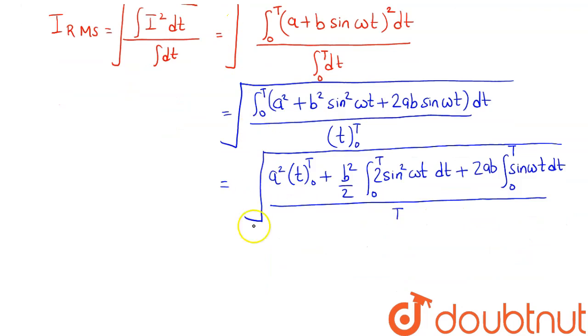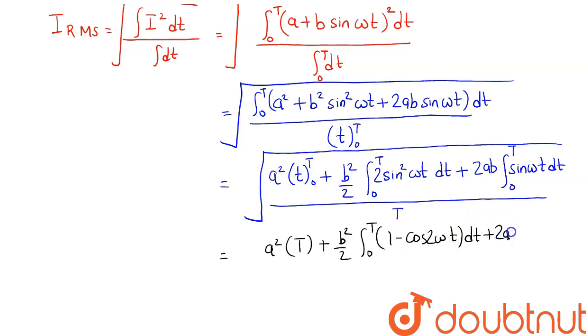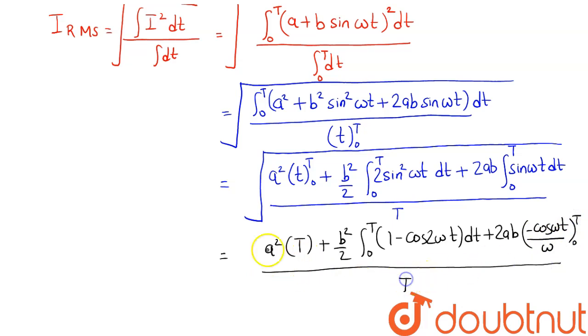Now here we can see this is equal to A square, this becomes T minus 0 as T, this here becomes B square by 2. Now we know here 2 sine square omega t is equal to 1 minus cos 2 omega t, and dt, and then here this is 2AB, this here is equal to minus cos omega t divided by omega with limits 0 to T, divided by, in the denominator, T. Now square root of this whole quantity.